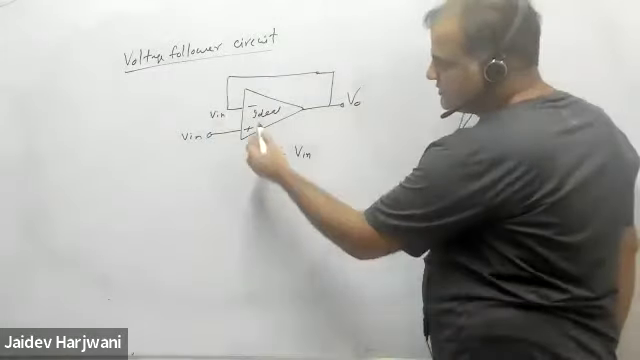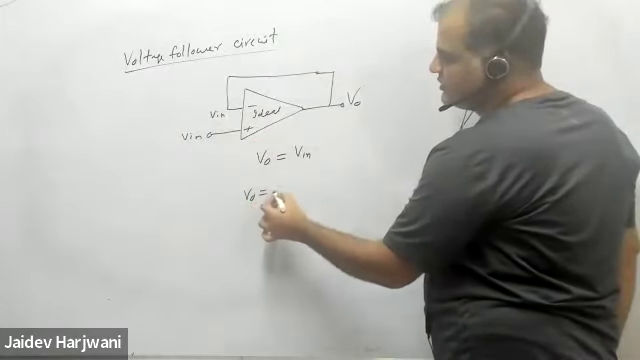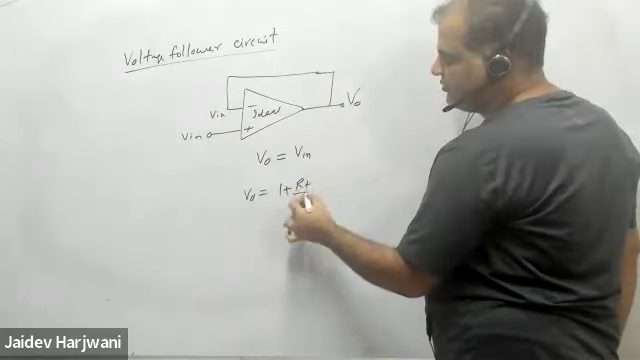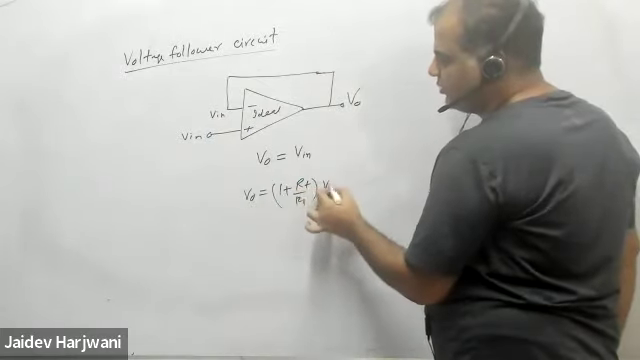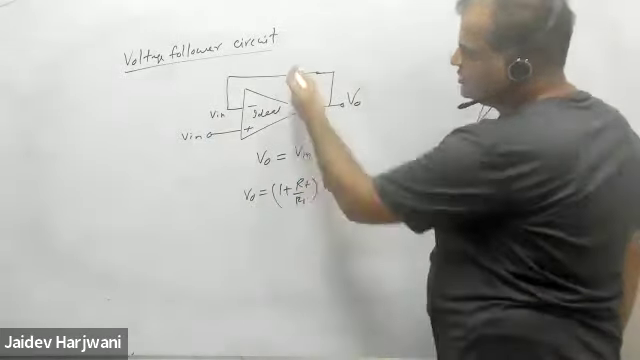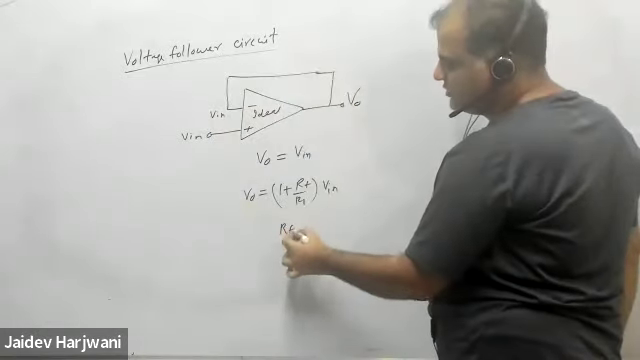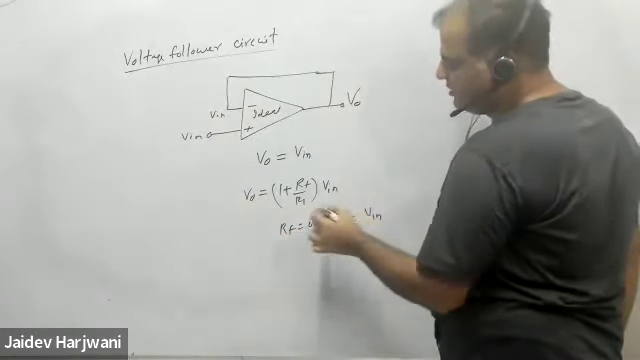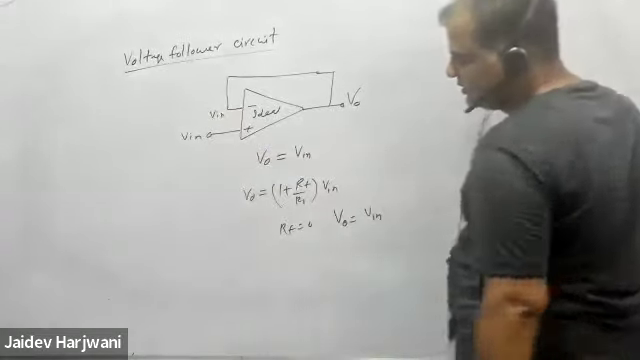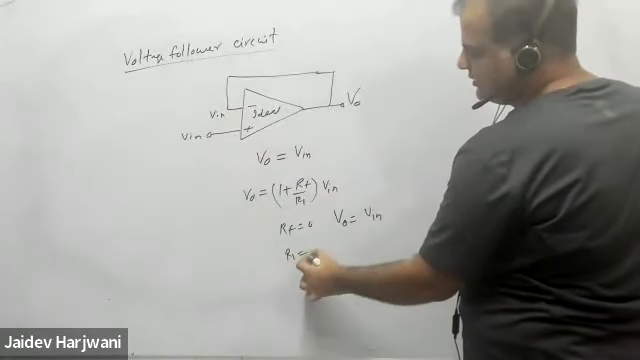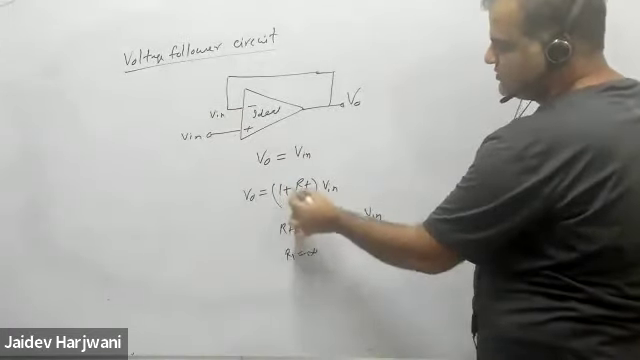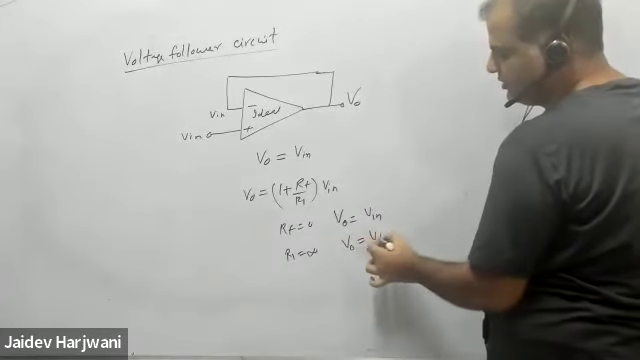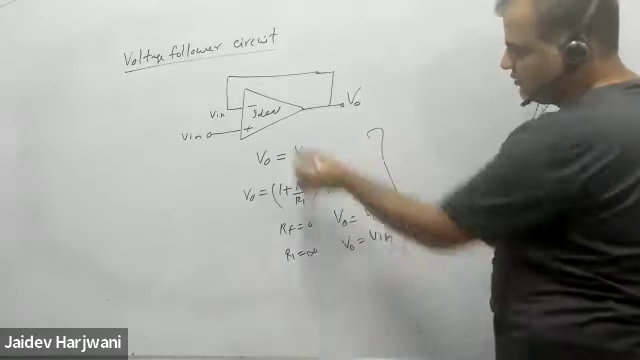Now for understanding, this is your 1 plus RF upon R1 into V input. Now RF is 0, short circuit, RF is 0. So again, V output equals V input, and R1 is not there, it is open. So you can say R1 is infinite. Again, RF with respect to infinity is 0, so V naught equals V input. Anyway, if you want to understand, you can understand.